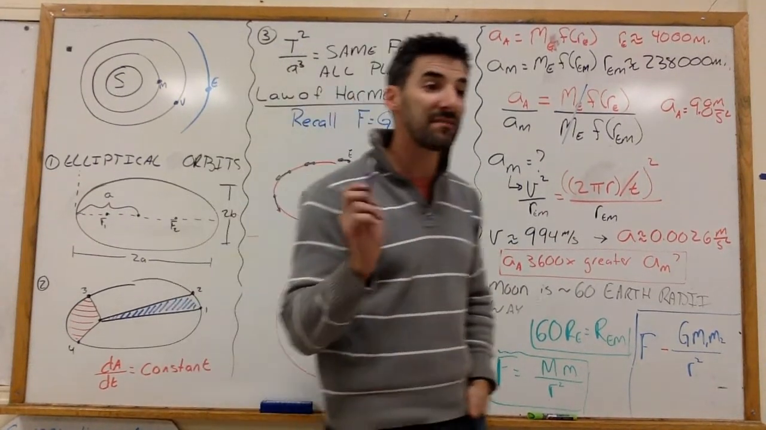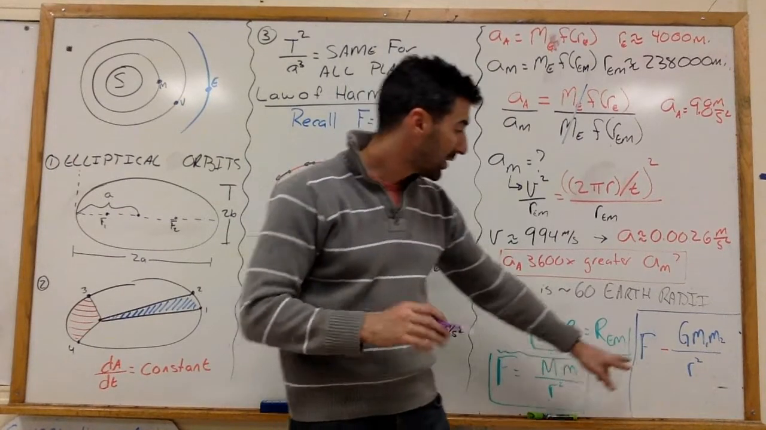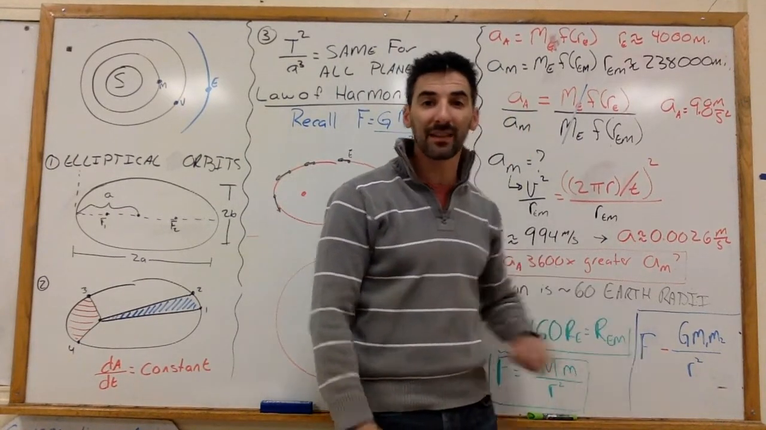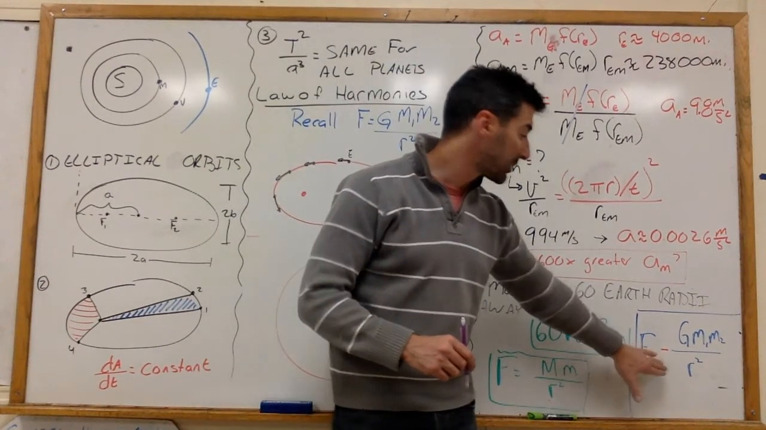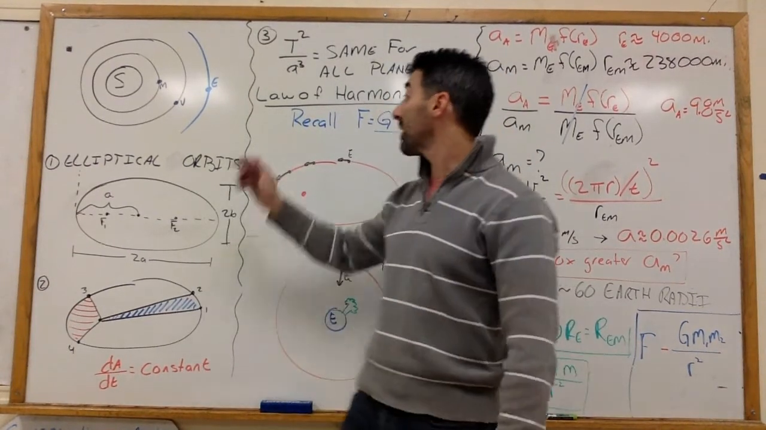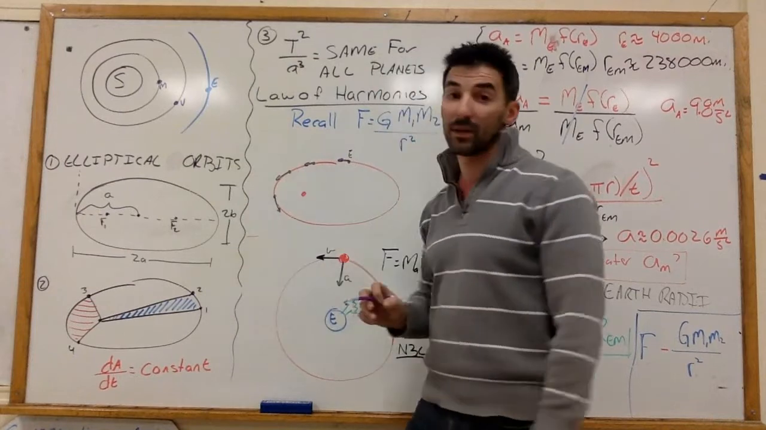A couple of things we need to figure out in our next lectures. Where did that negative come from? I just snuck that little negative guy right in there. And how does this negative apply into Kepler's laws?